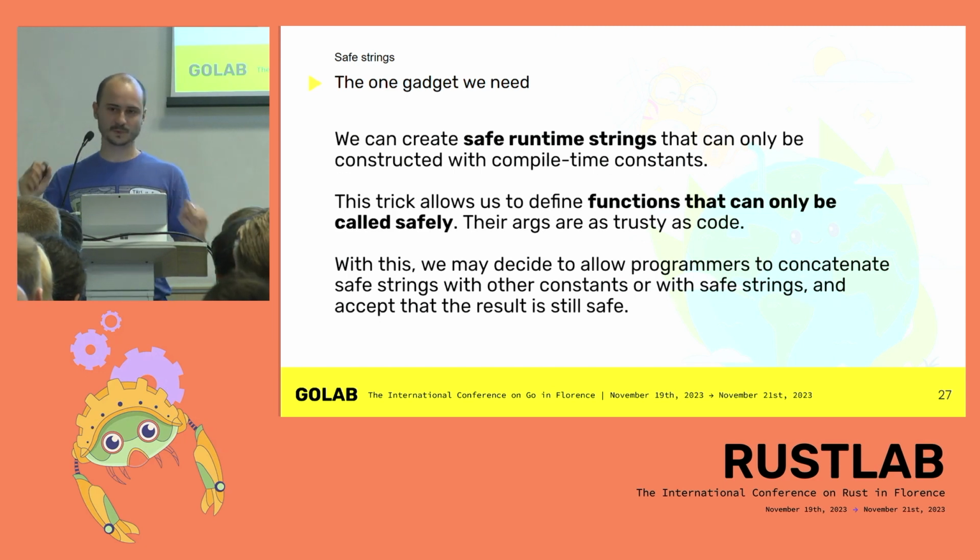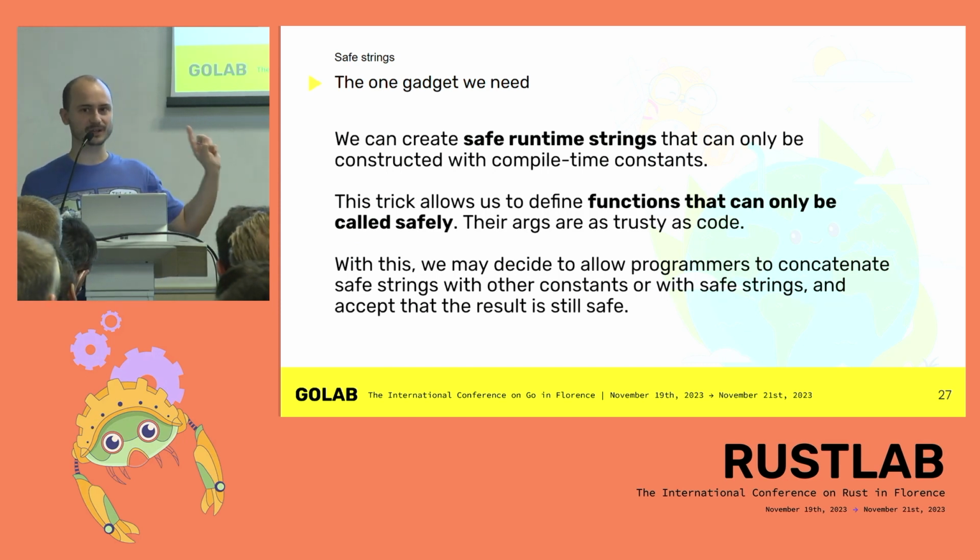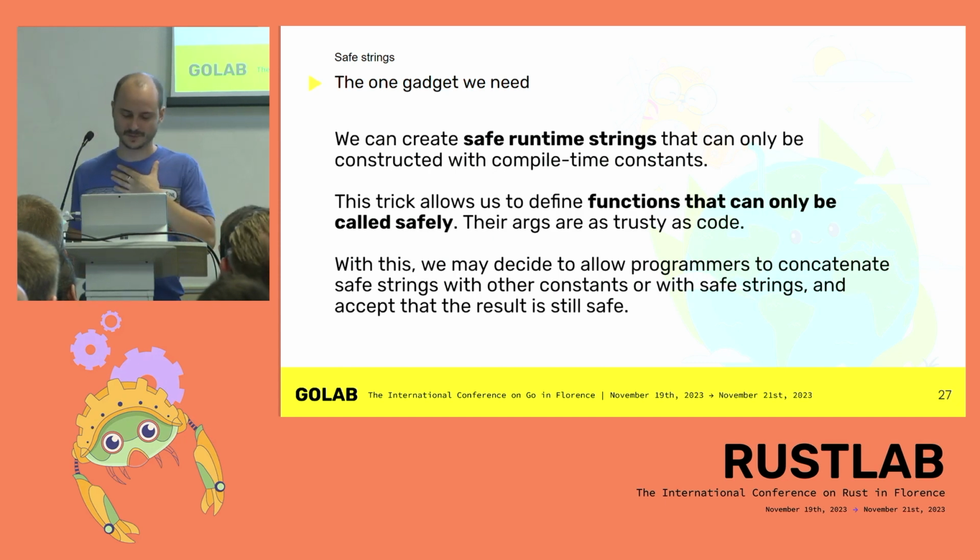OK, now we are weaponized. We have the one gadget that we need to guarantee one thing. We can implement a function that can only be called safely. And by safely, I mean with strings that were in the code at compile time. So code, at least for my definition.